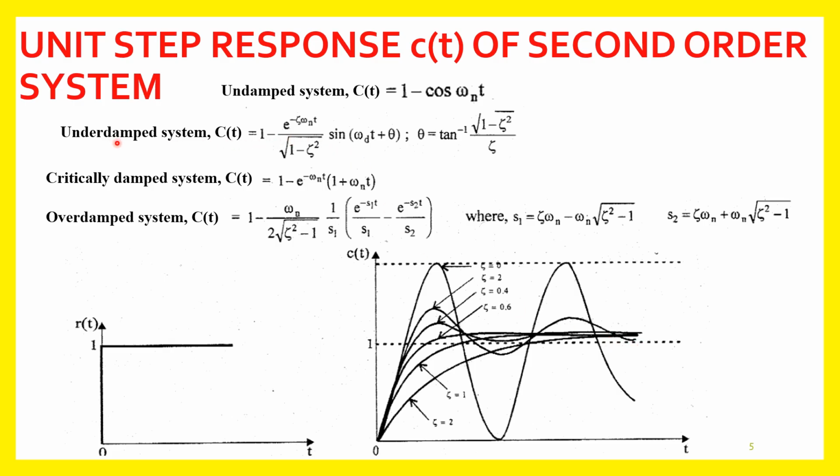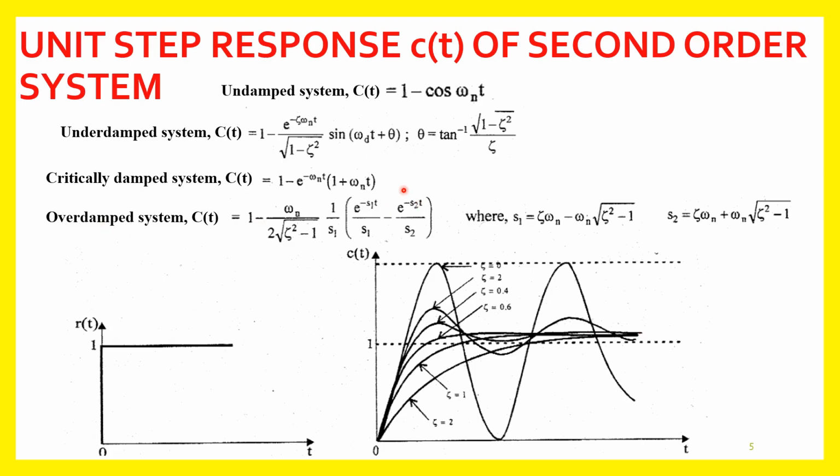So for the underdamped system, the final value is 1. Initially, it has a transient due to this exponential and sine term. Similarly, for the critically damped system, the expression involves only an exponential term and the sine term will not be available. So it doesn't have oscillation. When zeta is equal to 1, you can see the waveform. You don't have any sine oscillations. Only the magnitude increases exponentially and then it reaches a final value. We have 1 minus an exponential term.